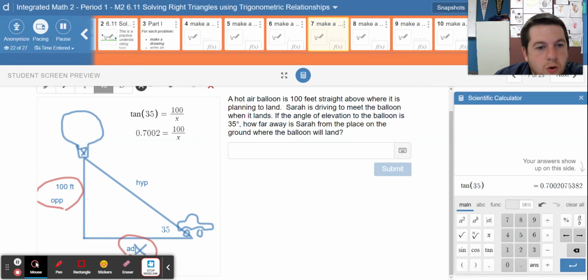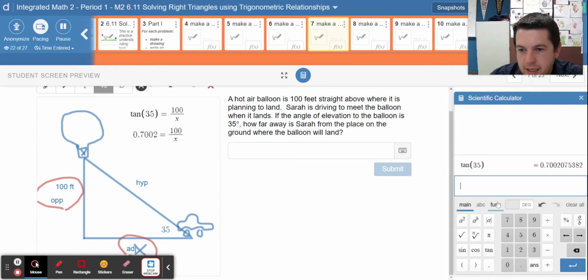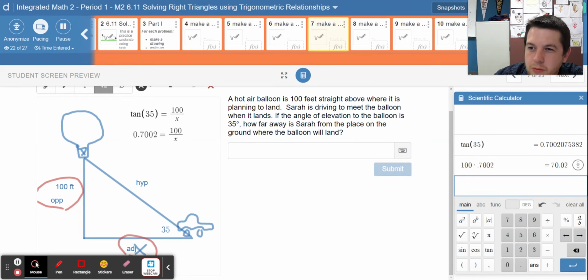Now, on the last problem, we multiplied both sides by the denominator here, but now our denominator is x. And if I were to multiply this by just that number on the top, I would get a length of 100 times 0.7002, which would be about 70.2. And it wouldn't really make sense for this side here to be shorter than the 100 with our angle being 35. That wouldn't really make sense in the context of this problem because that implies, with this side being shorter, that this angle up here is smaller.